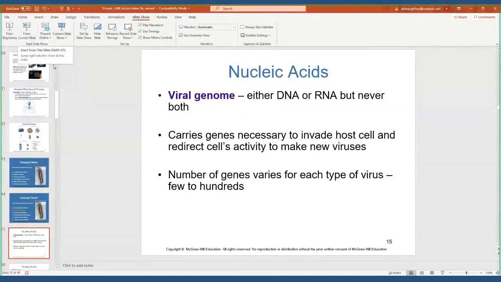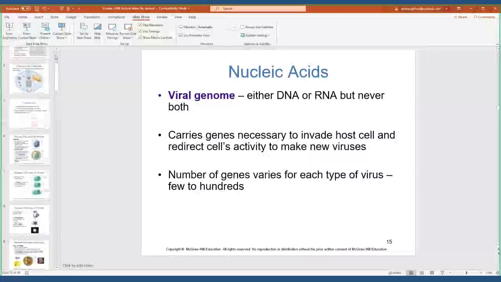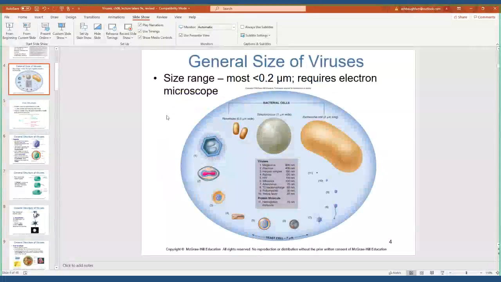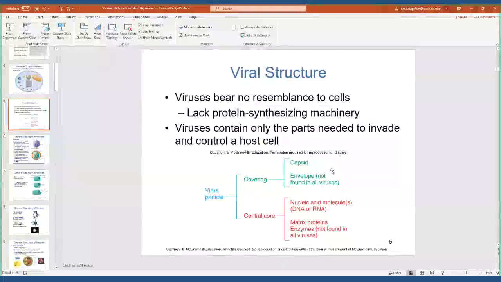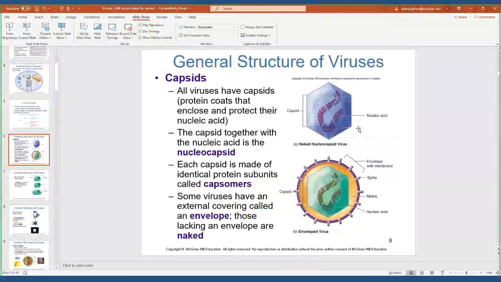I think we got through all of this business here yesterday with viruses. The general information: that they're very small as microbes go, that they're pretty simple. They're composed of capsids and genetic material, and they may or may not have envelopes. They may or may not have matrix proteins and enzymes. Went through the different capsid types.